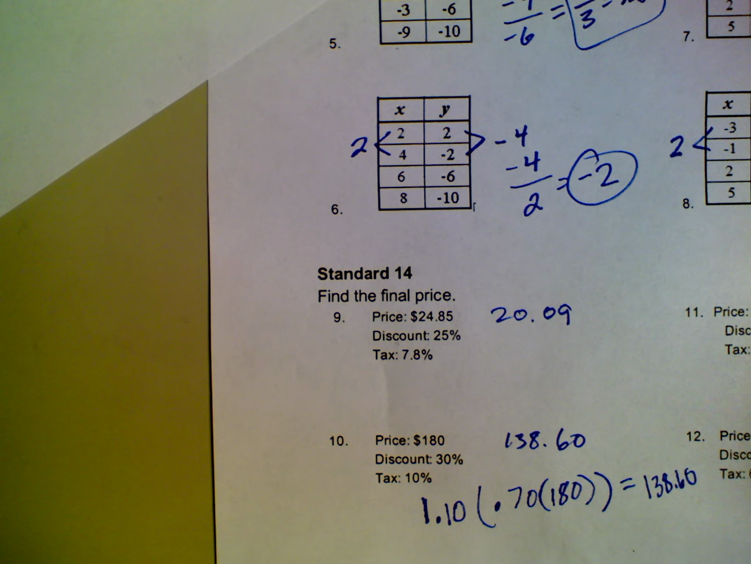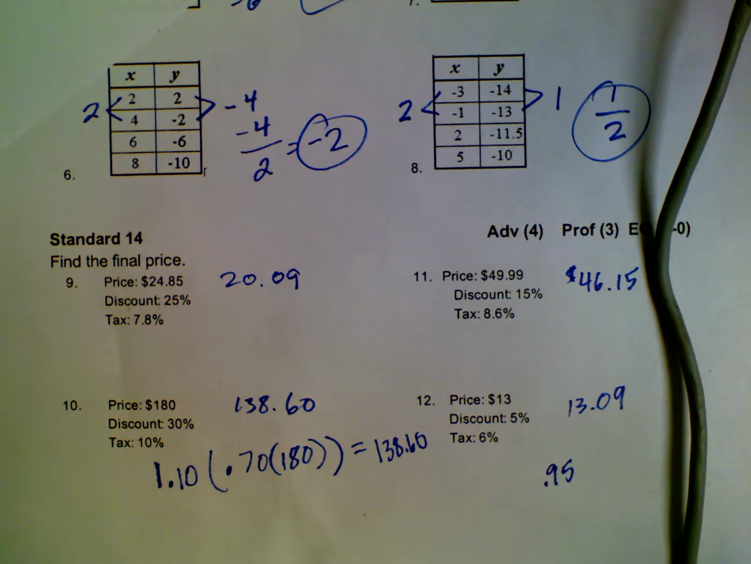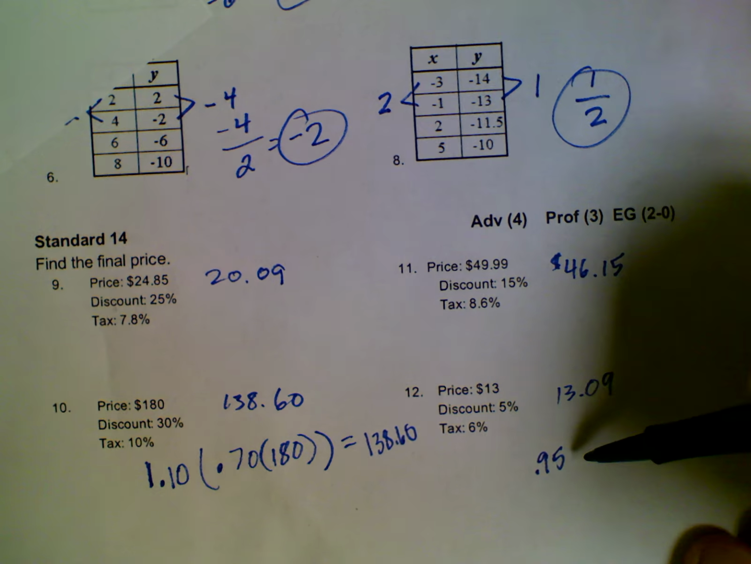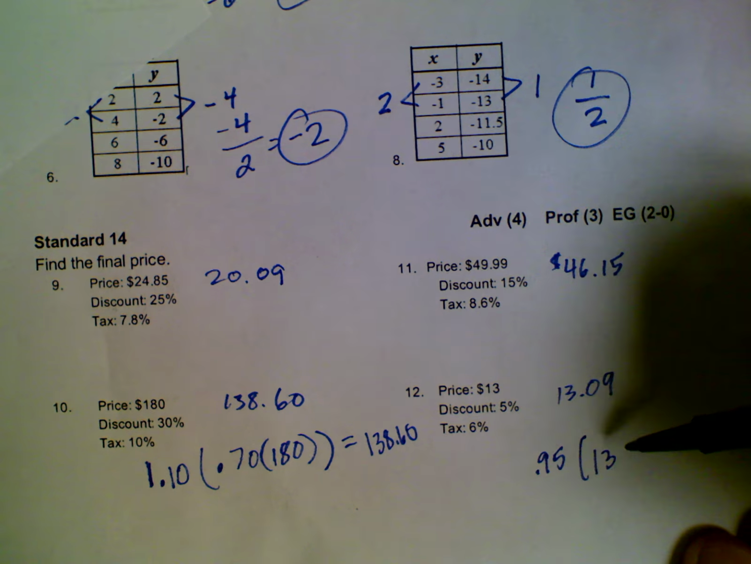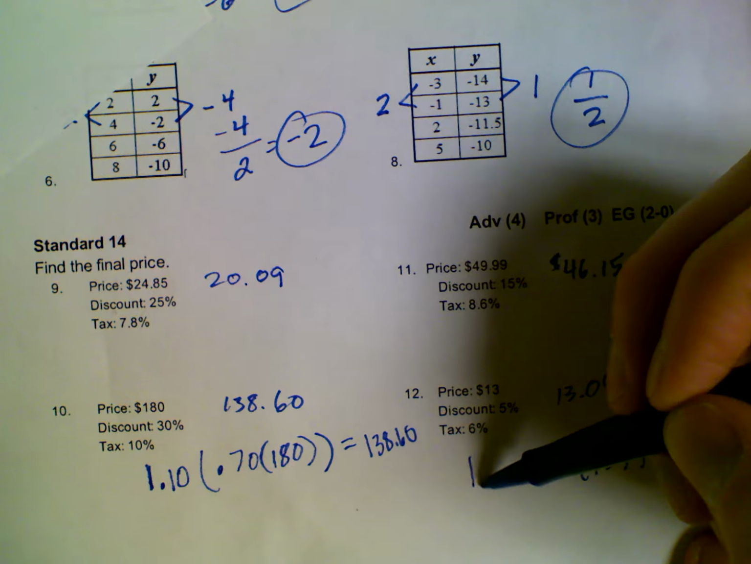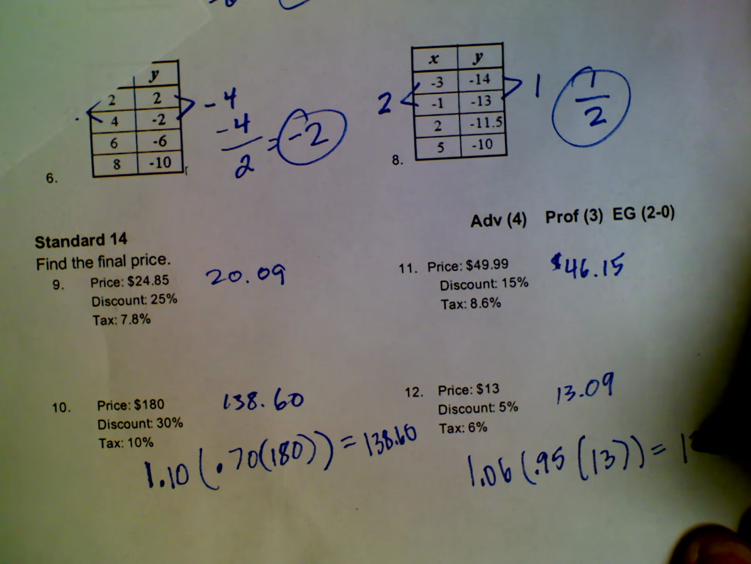I could do the same thing here. Take off 5%, you're left with 95. Let me move over there. 95% of 13. Add on the tax. And if I multiplied all that, it'd be 13.09.